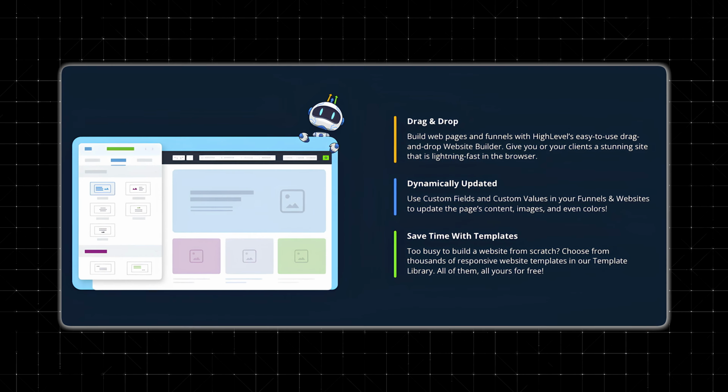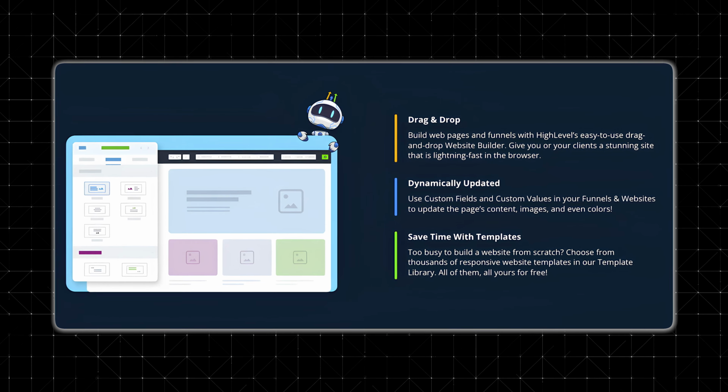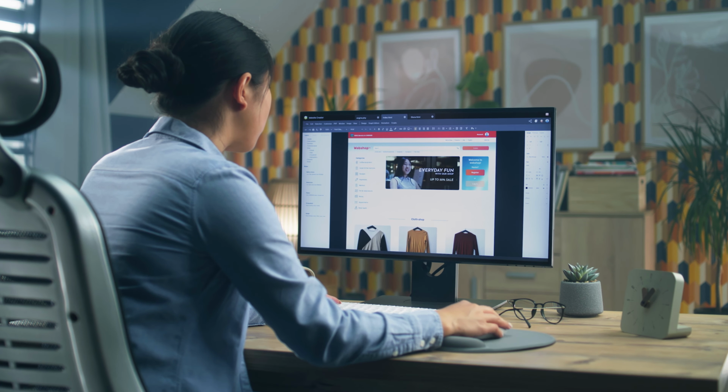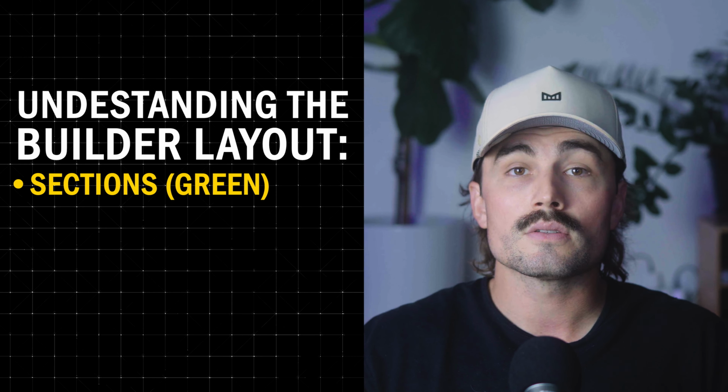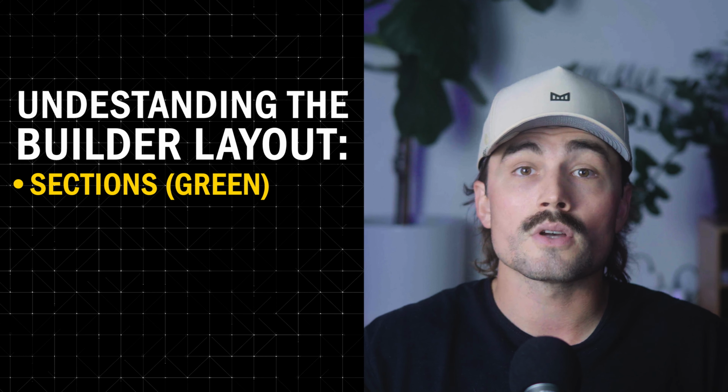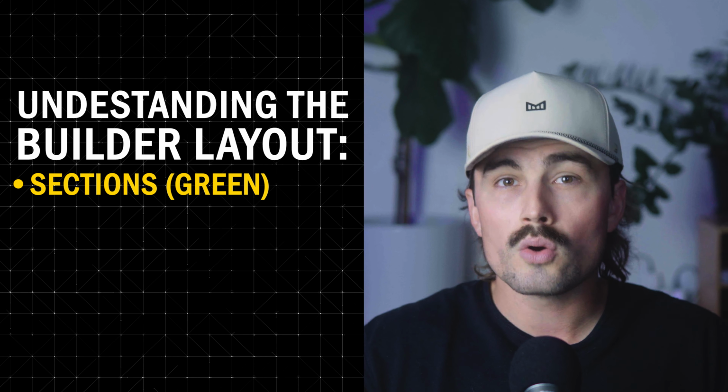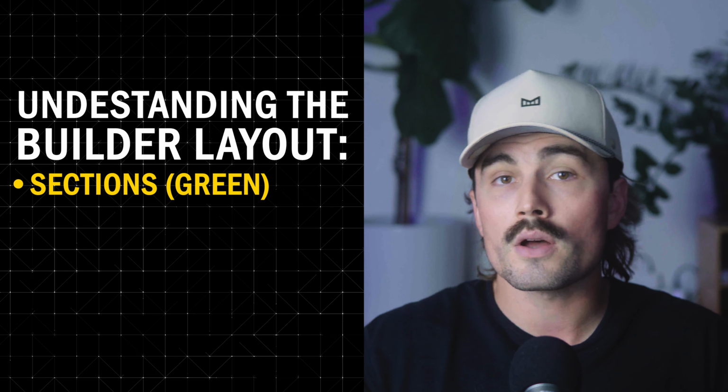Step 2, understanding the builder layout. So the GoHighLevel site builder is drag and drop, but it's organized in a couple layers. Now, once you understand these layers, you can pretty much make anything you want. Here's the basic breakdown. They have sections. So these are the biggest containers on your page. They're like rows that go all the way across the screen.